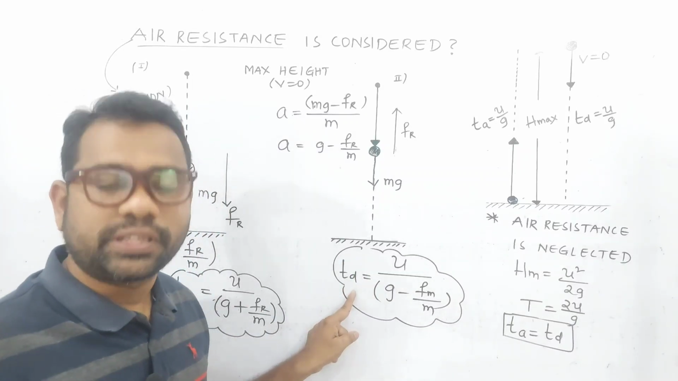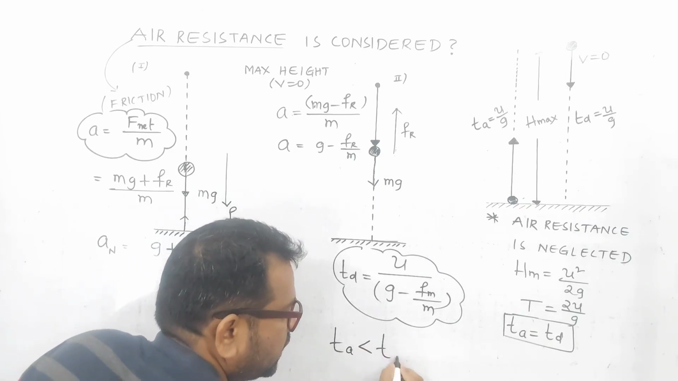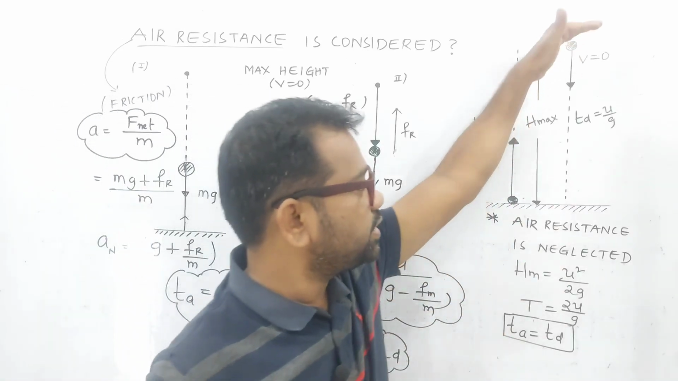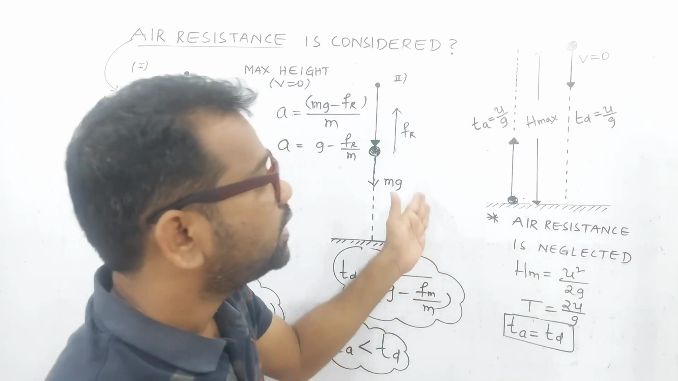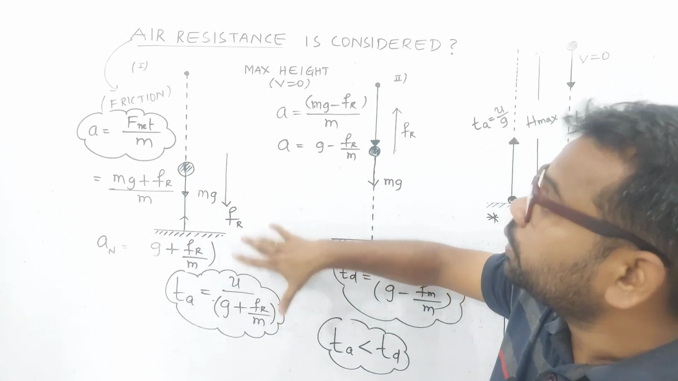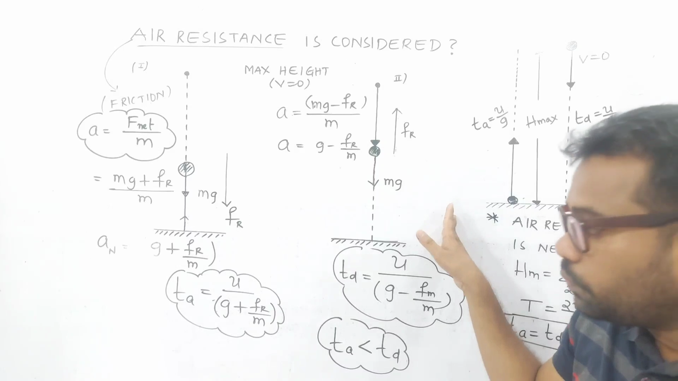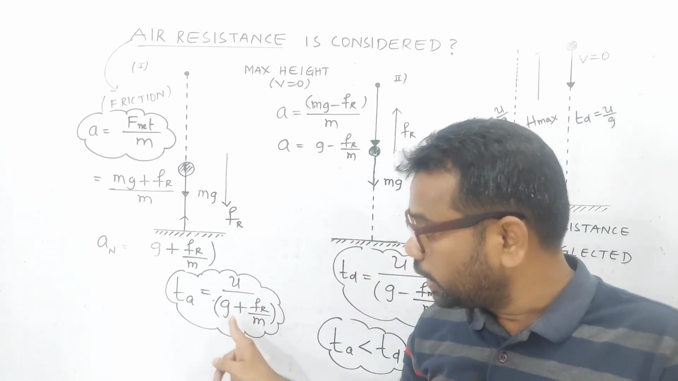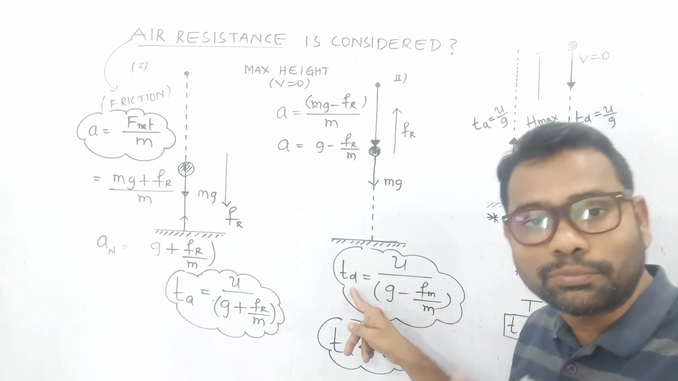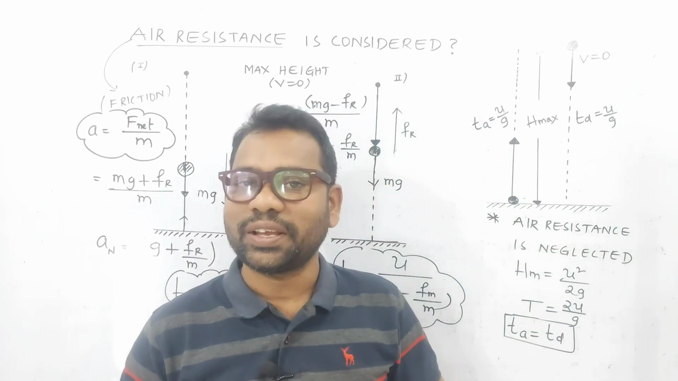Hence we can say that the time of ascent is less than the time of descent, or you can also say the time of descent is more than the time of ascent. The reason is very simple, children. During the upward journey, the net acceleration is more than during the downward journey. As the net acceleration is more, the time of ascent is less. As the net acceleration is less, the time of descent is more. So it is clear that the time of ascent is less than the time of descent. Okay children, thank you so much, all the very best.